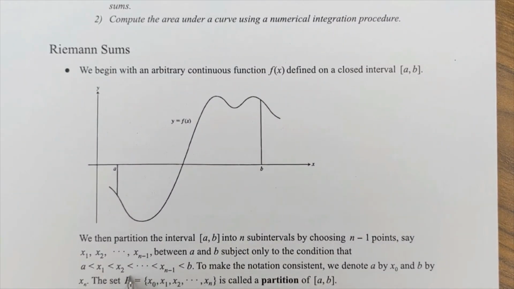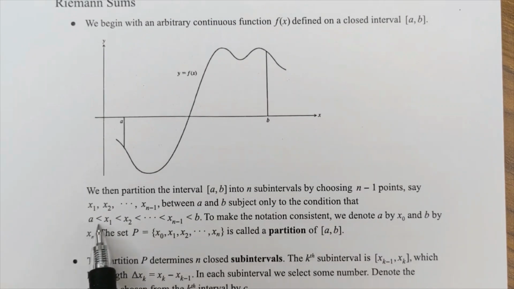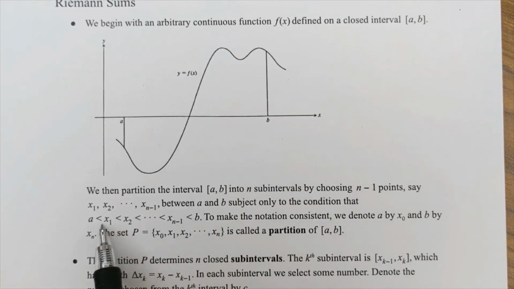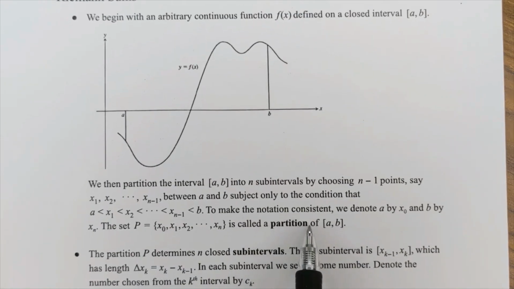So here are your restrictions. A is the smallest number, and they count up until you get to B, the largest value. To make the notation consistent, we denote A as x0, because x1 is the smallest value here. So A becomes x0 and B becomes xn. The set P is the list of these numbers. It's called the partition of A to B.